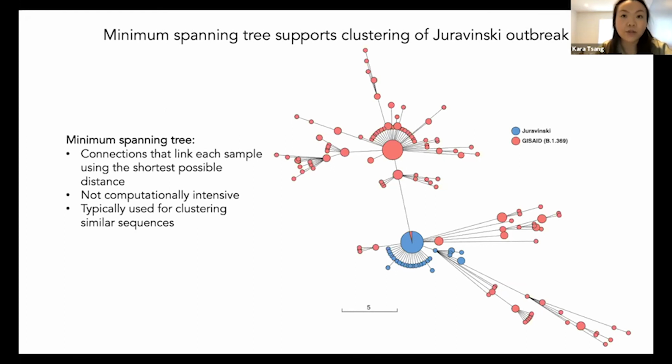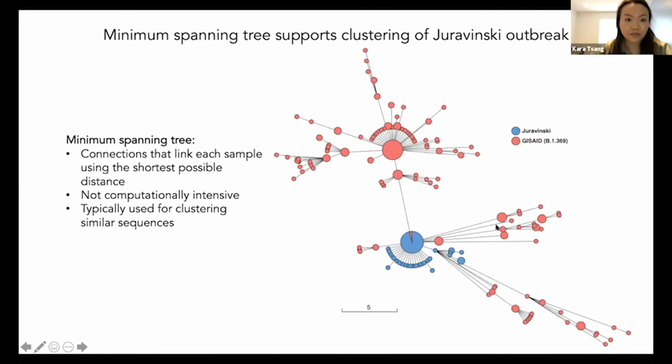which is why they cluster together. And there are also a few GSED samples that are also clustering either within or just right beside this Juravinski cluster. And so this suggests that samples that we have seen at the Juravinski outbreak have also been seen elsewhere in Canada as well.